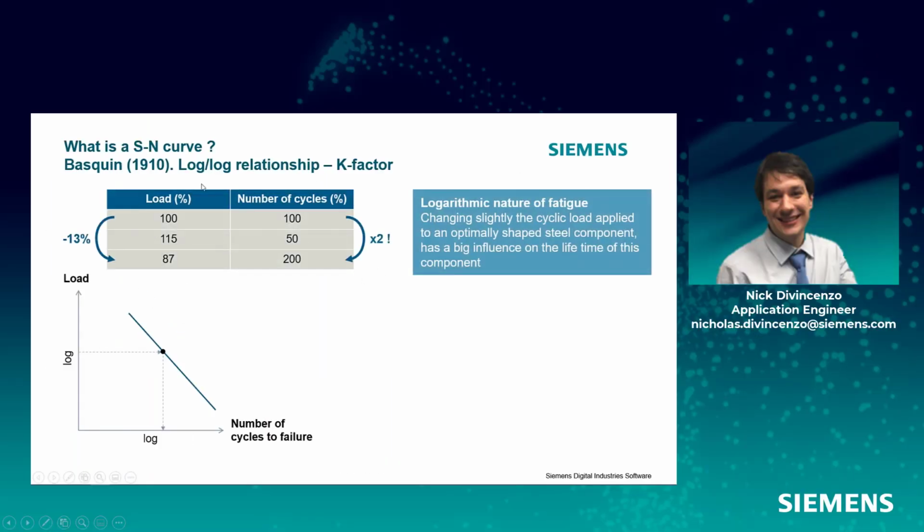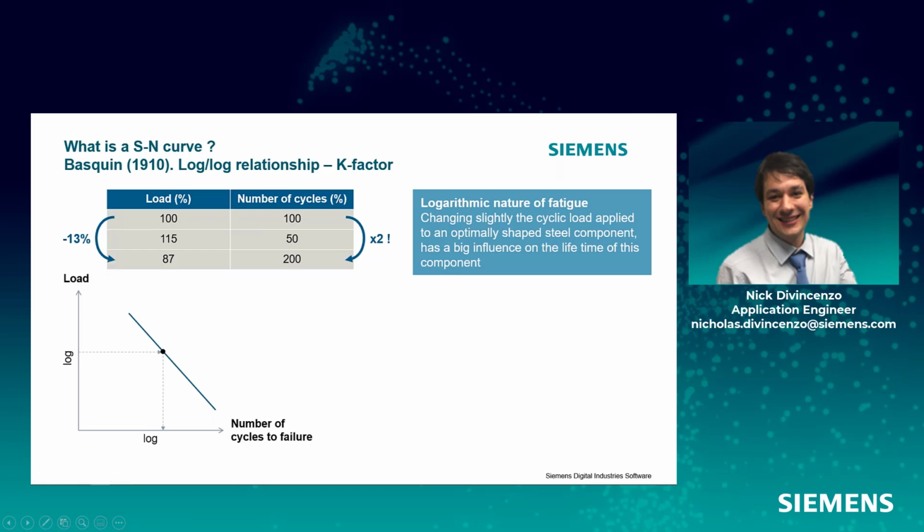It's important to highlight that fatigue is logarithmic in nature. I've got a little plot here that, on a log-log scale, shows the number of cycles to failure on the x-axis and the load level on the y-axis. And I can see that if I reduce my load by 13%, so if I go from 100% load to 87% load, I get an increase in fatigue life of 2 times. Changing the load, either by reducing or increasing the load level, can have an enormous impact on the fatigue life of a part.